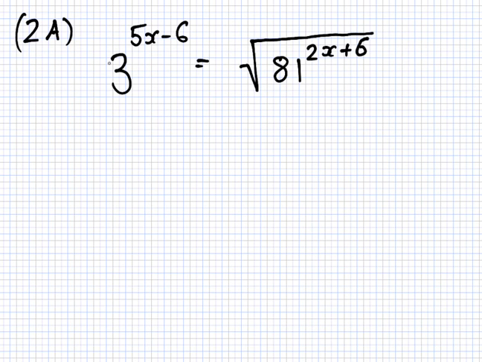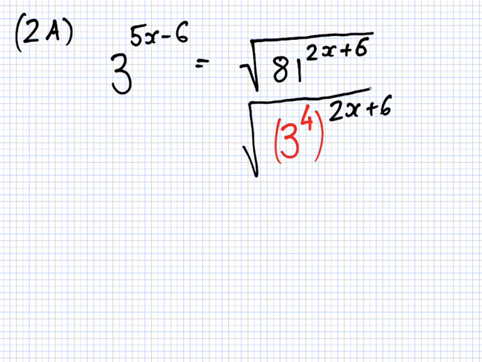What do you think we should do first here? The 81, yeah. What can we do with the 81? 3 raised to the power 4. 3 power 4, yeah, 3 power 4 is the 81. So we get square root of 3 power 4 to the 2x plus 6, and then 3 power 5x minus 6. So all I did was replace 81 with 3 power 4.